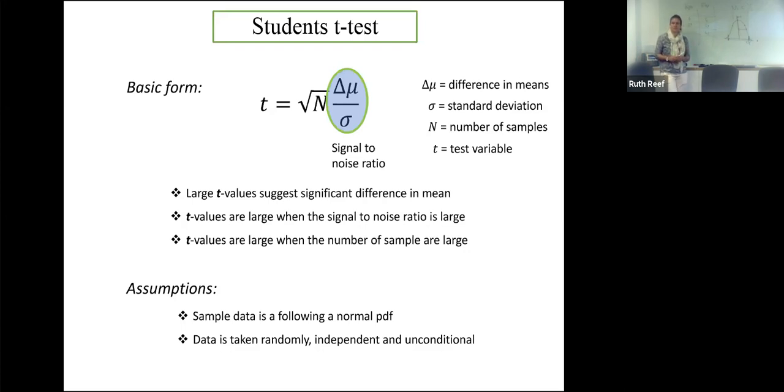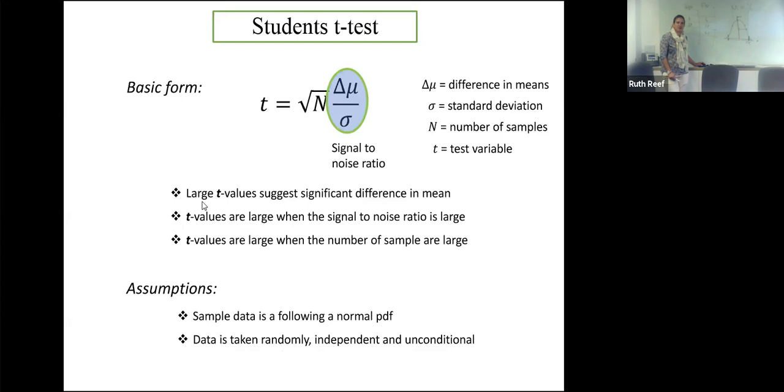So what are we assuming here? We see the mean and the standard deviation. Those are the two parameters of the normal distribution, so we are assuming our sample data is following a normal PDF. Another thing which we always assume is that the data is taken randomly, independent, unconditional. Like we did not just select the hippos that are too big to run away.